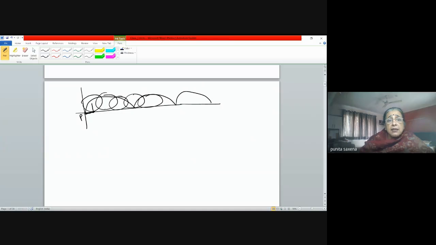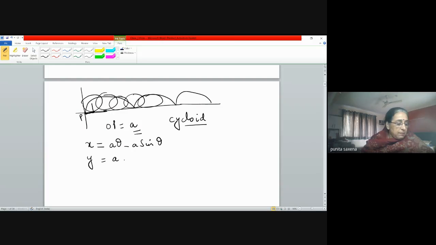Now, this is like you have a fixed point, and you have taken this distance OP the same as the radius of that bicycle tire. Okay, and then you get curves like this. Such a curve is called a cycloid. Okay, and this has a typical equation which is given by x equal to a theta minus a sine theta, and y is equal to a minus a cos theta.